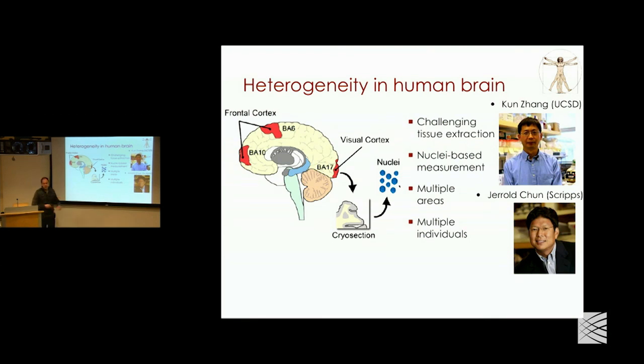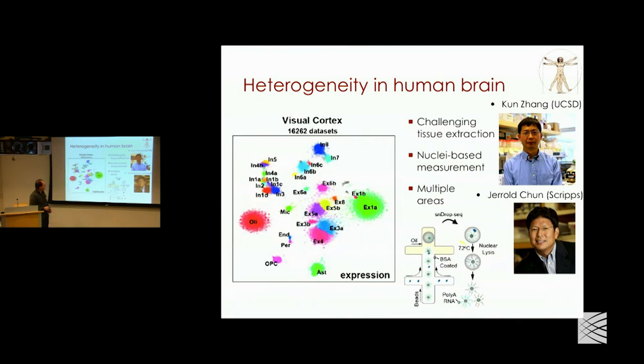All right, a little bit about the brain. This study is a collaboration with Kun Zhang at UCSD and Gerald Shon, who's at Scripps. The idea is to use single-cell measurements to look at heterogeneity within the human brain. We're looking at a couple of regions, the visual cortex and the frontal cortex. It's all nuclei-based measurements.